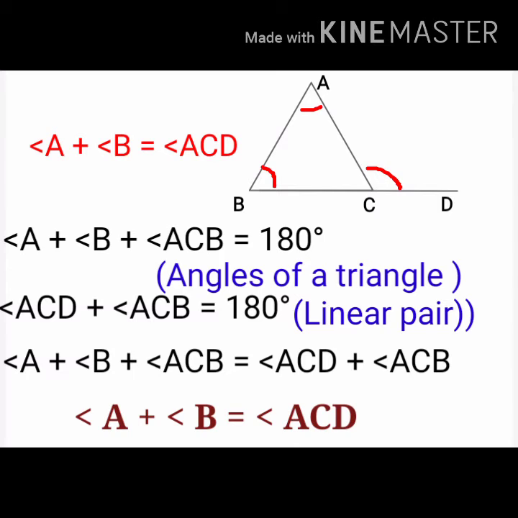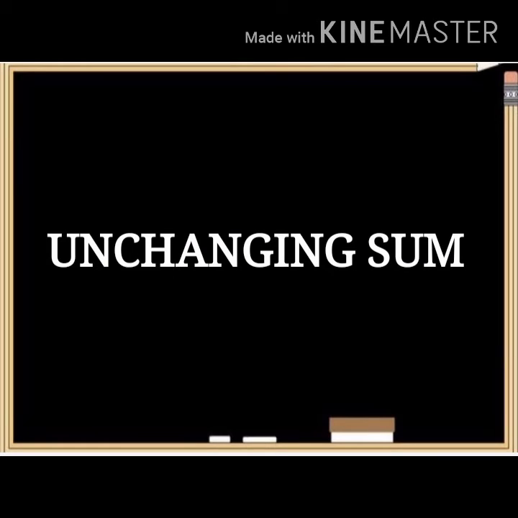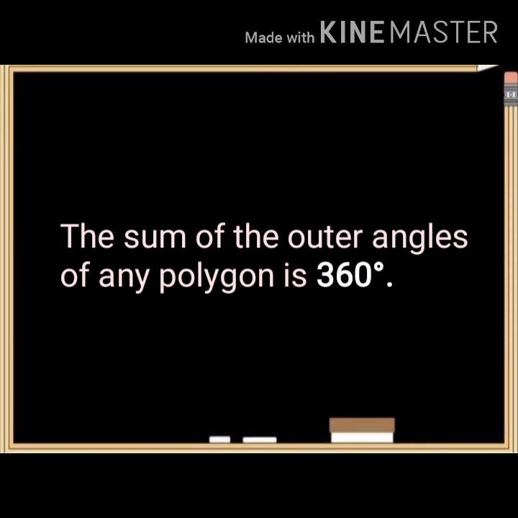So we can conclude that in any triangle, the outer angle at a vertex is equal to the sum of the inner angles at the other two vertices. Next topic is unchanging sum. In this topic, we say that the sum of the outer angles of any polygon is 360 degrees. To calculate the sum of the inner angles of any polygon, we need only know the number of sides.